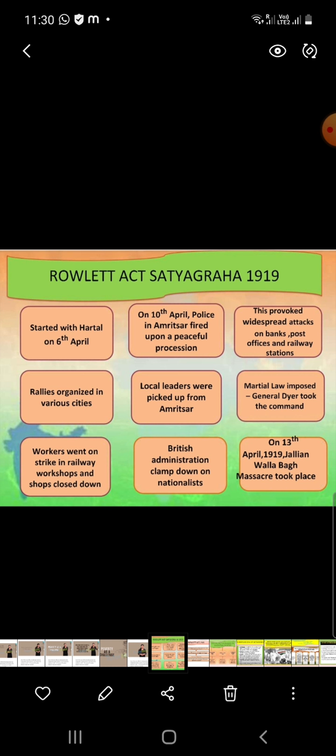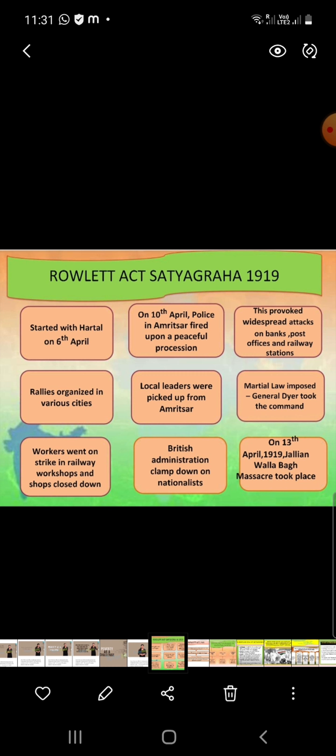Many violent activities happened after the Jallianwala Bagh incident. Mahatma Gandhi called off the movement because violence spread everywhere. Gandhi wanted satyagrahis to follow the path of non-violence. But as the movement lost its spirit of non-violence, people became agitated and violence spread, so Mahatma Gandhi called off the movement.